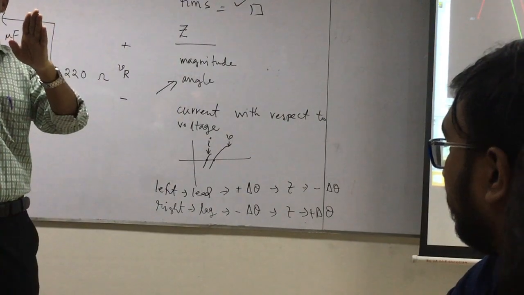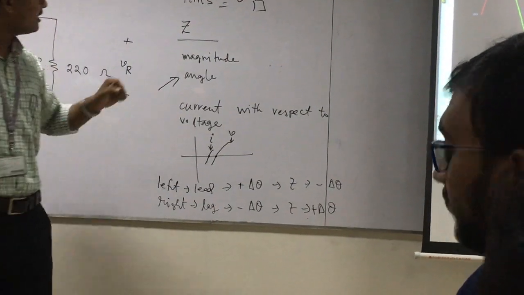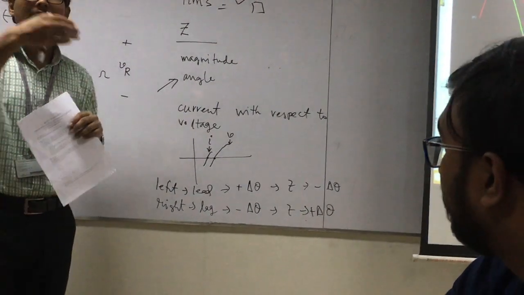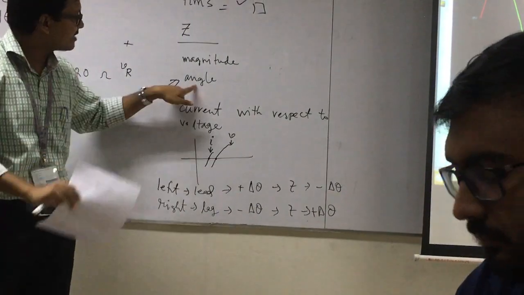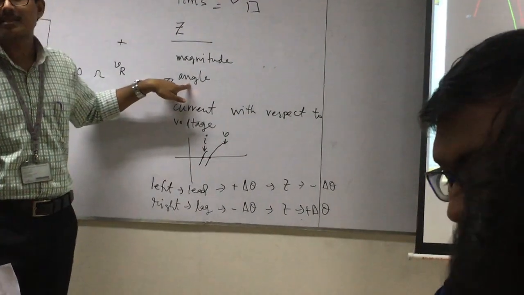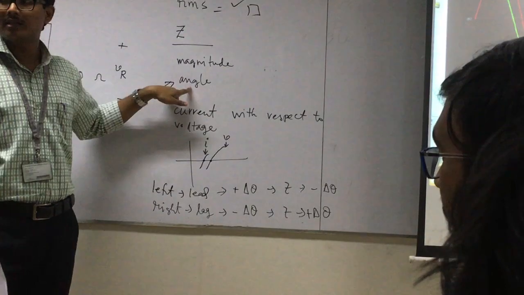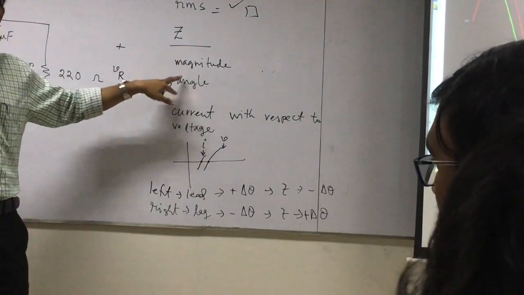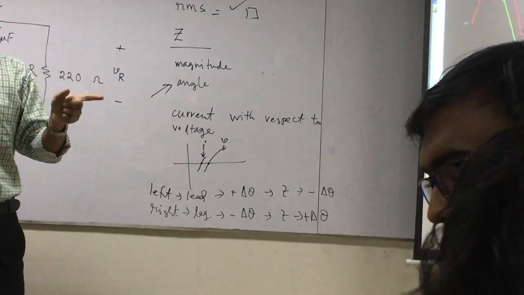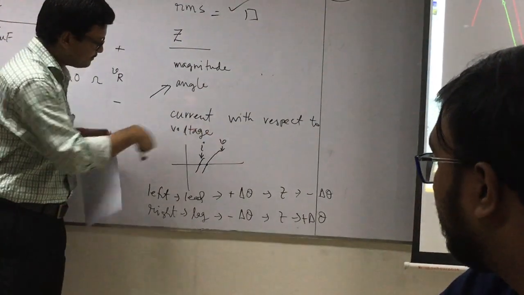Suppose delta theta is 30 degrees, you found. Then we need to select whether it's plus or minus. If it's plus, then the answer is going to be 30 degrees. If it's minus, the answer is going to be minus 30 degrees. Now, how to select whether that delta theta is plus or minus? How? Okay, this is how.